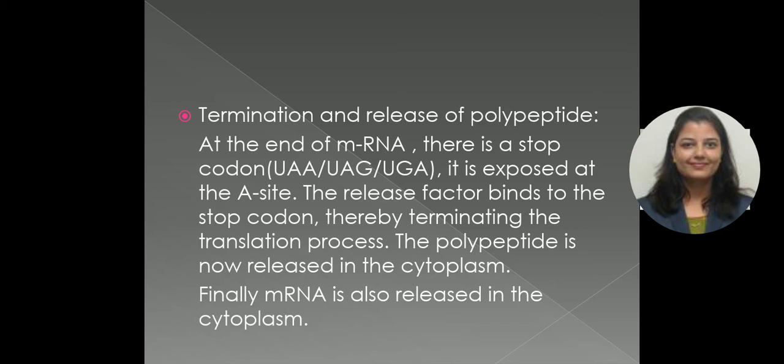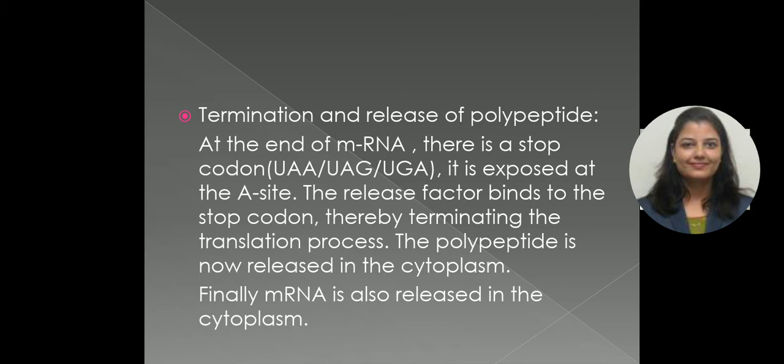At the end of mRNA there is a stop codon, which is UAA, UAG or UGA. Any one of those stop codons is exposed at the A site and the release factor binds to the stop codon, thereby terminating the translation process. The polypeptide is now released in the cytoplasm and the mRNA is also finally released in the cytoplasm.